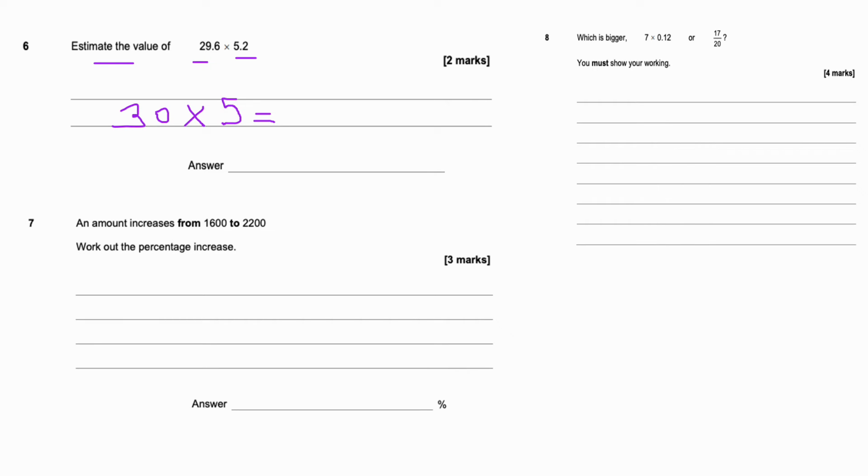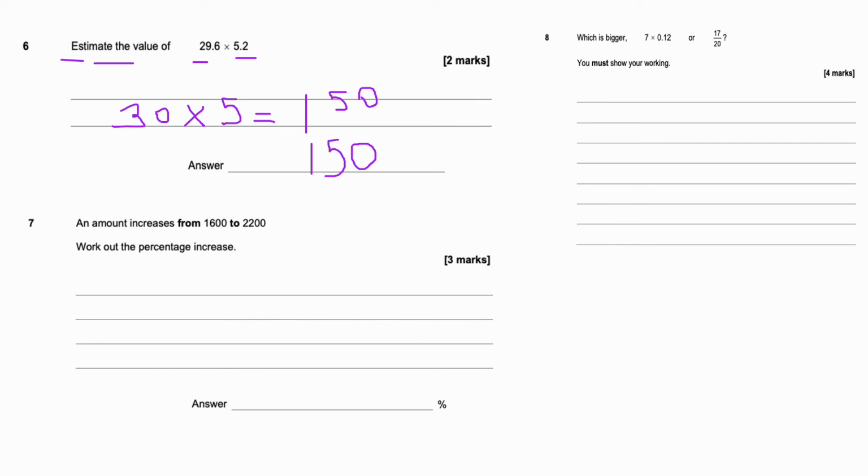5.2 rounds down to 5. Okay, 5.2 is close to 5. 30 times 5 is 150. Now, a little disclaimer, guys, that's not the answer. However, it says estimate the value, so we are not asked or expected to work out the exact answer. If you work out the exact answer, you will receive no marks, okay, because the question explicitly says estimate.